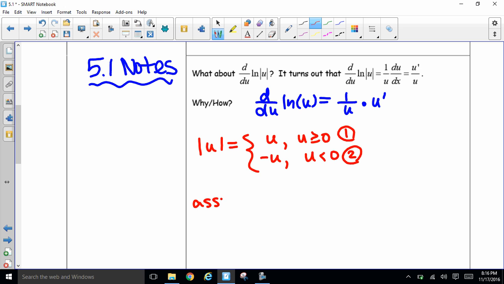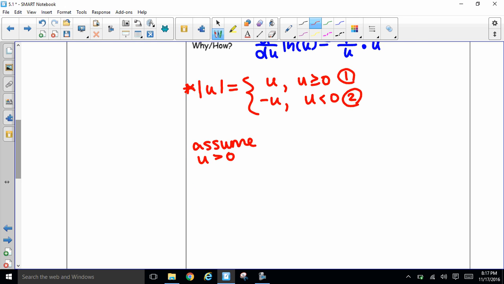Let's assume, first of all, that u is greater than 0. The equal to 0 doesn't really apply here, because I can't take the natural log of 0 anyway. So yes, that's the definition of absolute value of u, but since I'm applying it to a natural log function, I'm not going to think about u being 0 itself, because natural log of 0 doesn't make sense. So case 1 is assuming that u is greater than 0.